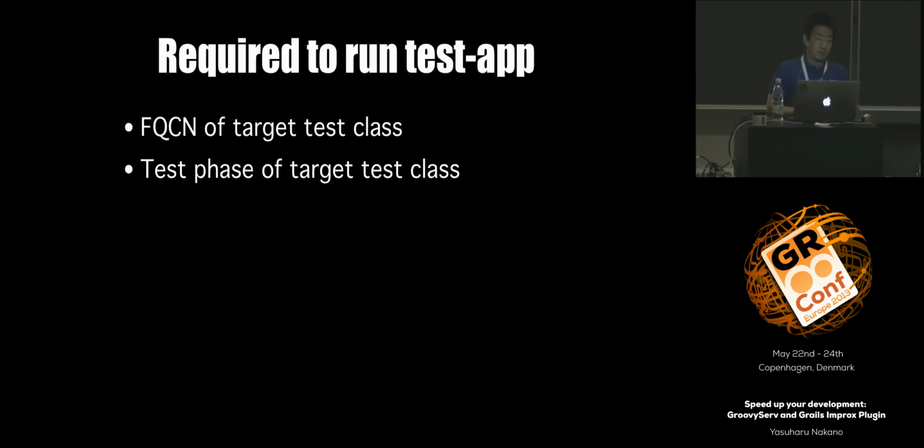Okay, as a summary, we need these two pieces of information to run a test as fast as possible: the FQCN, the fully qualified class name of the target test class, and the test phase of the target test class.